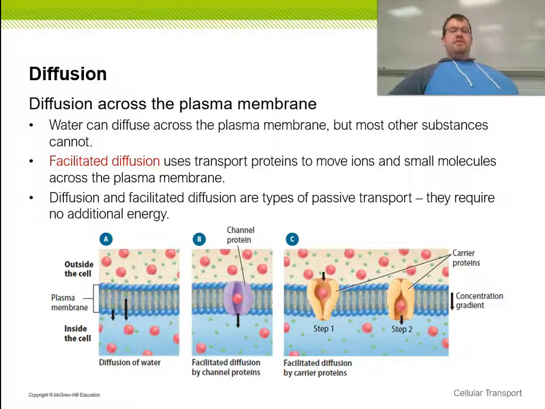So diffusion and facilitated diffusion are a type of passive transport. The key to saying something is passive transport instead of active transport is that it requires no energy. It'll just happen. I don't have to do anything. It'll just take place. I'm not losing energy to it, which is why our cells love it. Not having to use energy is a beautiful thing.